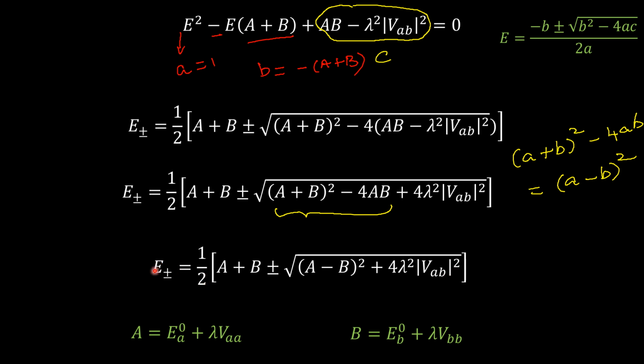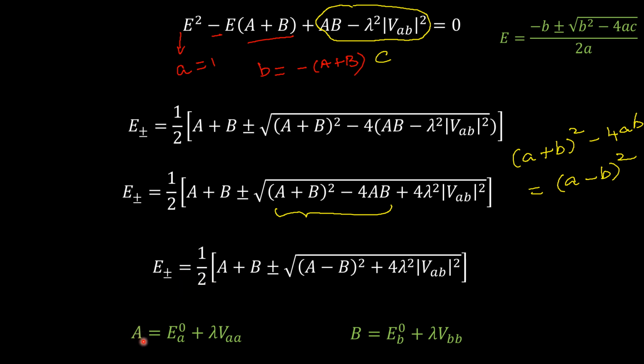For positive energy, E plus, this will be plus. For negative energy, sorry, E sub minus, there are two energy levels. For E sub minus, you use the negative sign here. So you can find this energy state E plus as well as E minus by substituting.